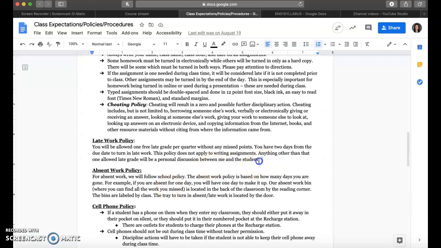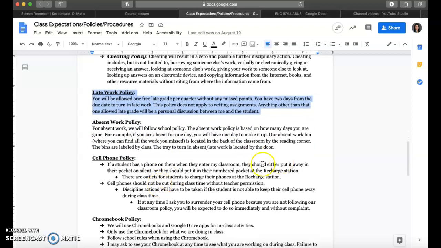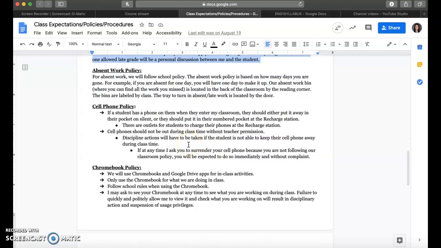Late work policies. This is going to be kind of different since you are remote, but my biggest thing is follow due dates. Do not make late work a habit, because that's when it becomes a problem with me, and I don't want it to be a problem, okay? Absent work policies, again, not really something we have to deal with because you are remote. And Chromebook policy, okay? If you have a school Chromebook, treat it with proper consideration.